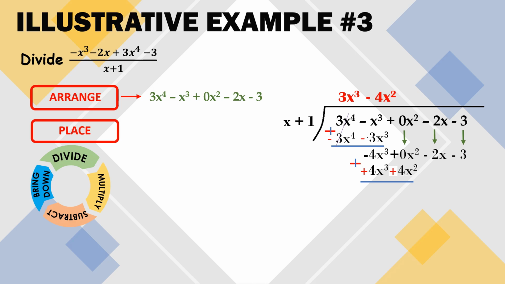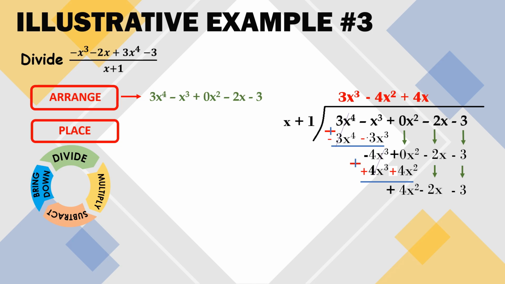So we will now have negative 4x cubed plus positive 4x cubed is equal to 0. Then 0x squared plus positive 4x squared is equal to 4x squared. Bring down the remaining terms, so negative 2x and negative 3. Then we're going to divide again. Positive 4x squared divided by x will give you positive 4x.